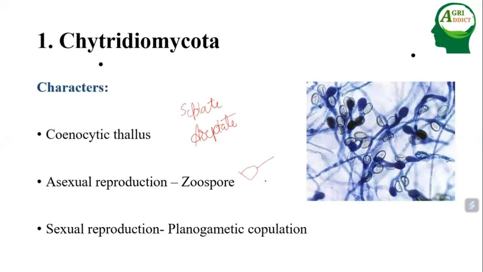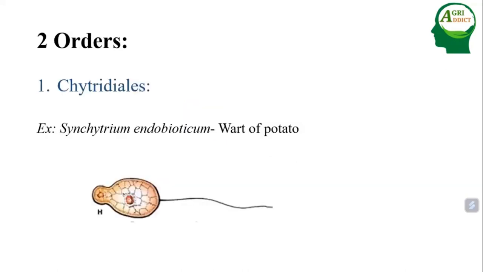There is another type of flagella called the tinsel flagella, which has hairs like this. In the case of Chytridiomycota, we have a single posterior whiplash flagellum in the zoospores. The sexual reproduction is by planogametic copulation. In this group, the important order is Chytridiales.